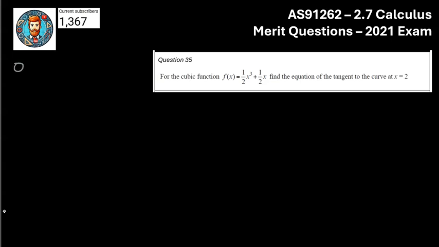So let's get straight into question number 35. And this one here, I kept on doing a few math errors the first time I did it, so I might have even got this one wrong as well. But we've got our function there. It's a cubic. And we've been asked to find the tangent when x is equal to 2.